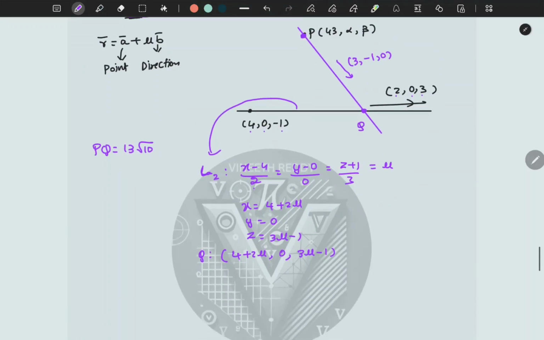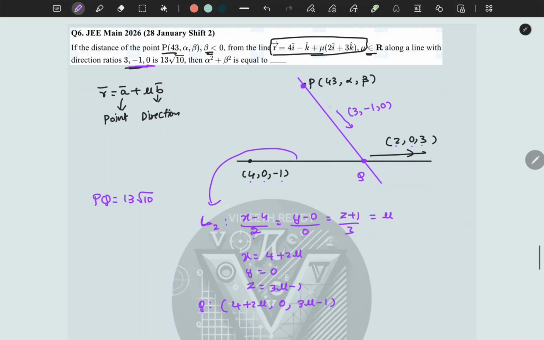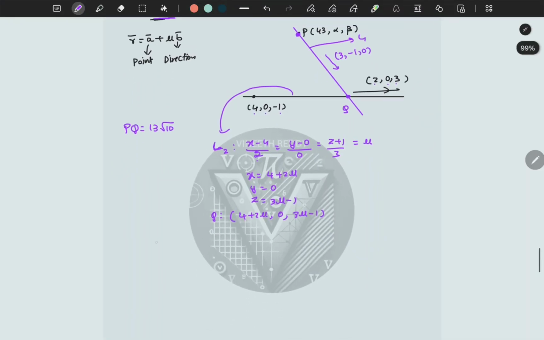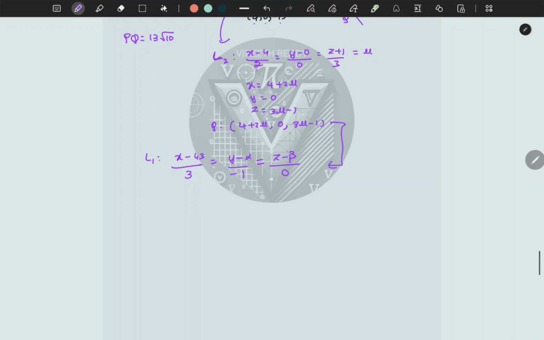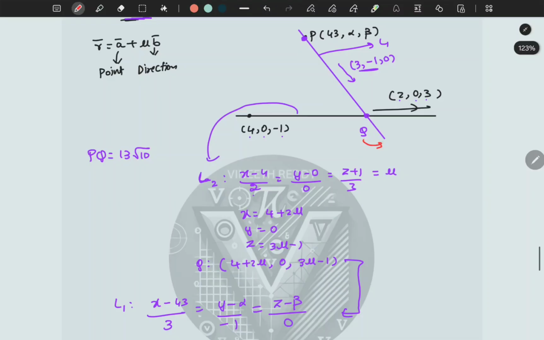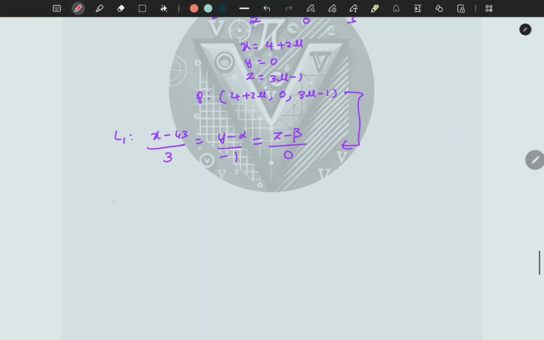So clearly, this point Q also lies on the first line. Now this is L1. Point Q lies on L1. For that we need to find the equation of L1. Now L1 is passing through P and parallel to (3, -1, 0). So we can write that equation as (x - x1)/a = (y - y1)/b = (z - z1)/c, where y1 is alpha. Now Q lies on L1, right? So firstly we will assume the point Q on the second line and then we'll satisfy that point Q on L1. That is the method here, dear students. I hope you understood this.